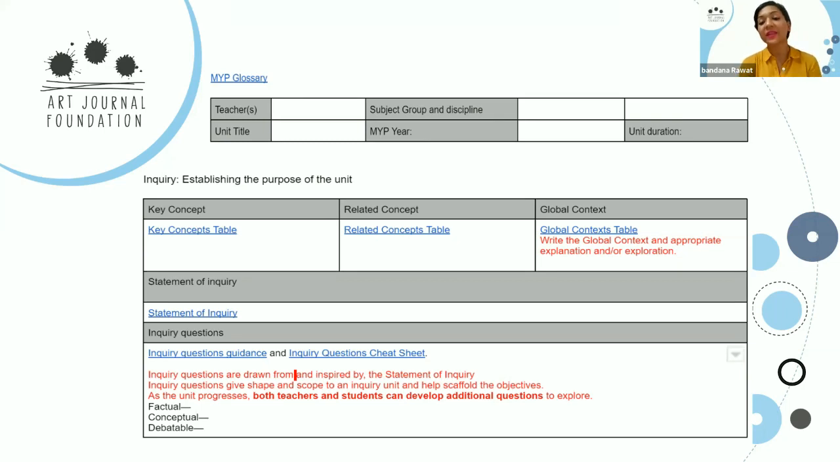Okay, so when I said components of the unit, these are the components of the unit: the key concept, the related concept, the global context, the statement of inquiry, inquiry questions. This is going to lead our content. What are we going to teach our students? Whether we're going to be looking at Greek theater, whether we're going to be looking at Bharatanatyam or Chau for that matter in terms of dance.